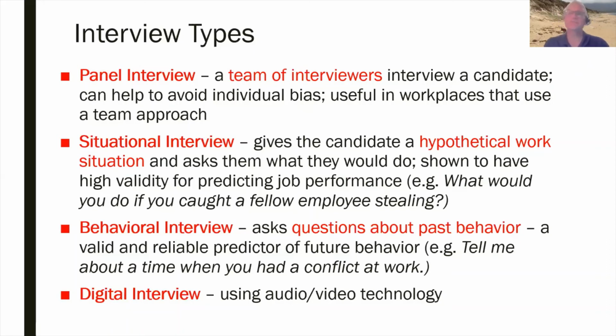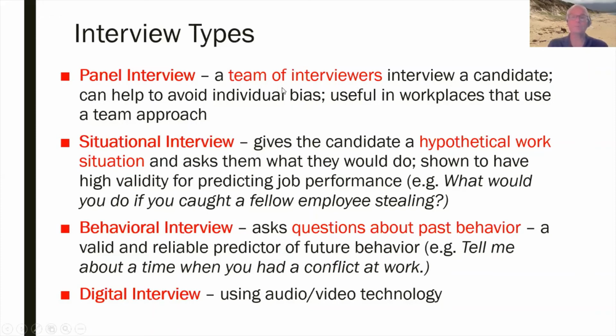Okay, different types of interviews. Panel interviews: a team of interviewers, an interview team. These are very common these days, particularly in a college setting. I've interviewed for a number of positions in post-secondary, and the panel has been anywhere from 2 people to up to 9 people. I interviewed at Red Deer College once. It was a cast of thousands. They had 9 people in the interview, including a student, which I thought was really cool.